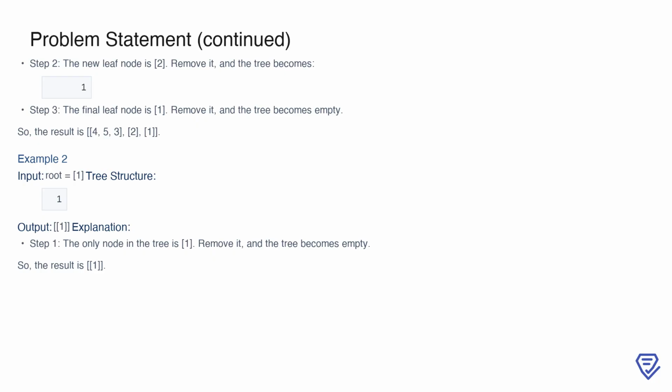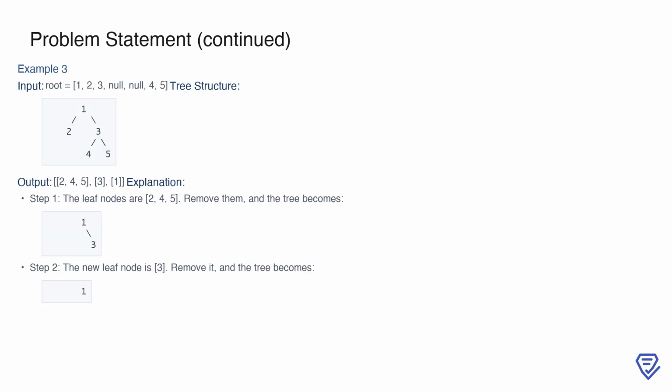Now, let's take a look at a simpler example where the tree consists of just a single node. Here, the input is a binary tree with only one node, the root node with the value 1. In this case, the process is straightforward. During the first step, the only node in the tree, 1, is also the only leaf node. Once it's removed, the tree becomes empty. Since there was only one iteration, the result is simply [1]. This demonstrates how the method works even with the simplest possible tree structures.